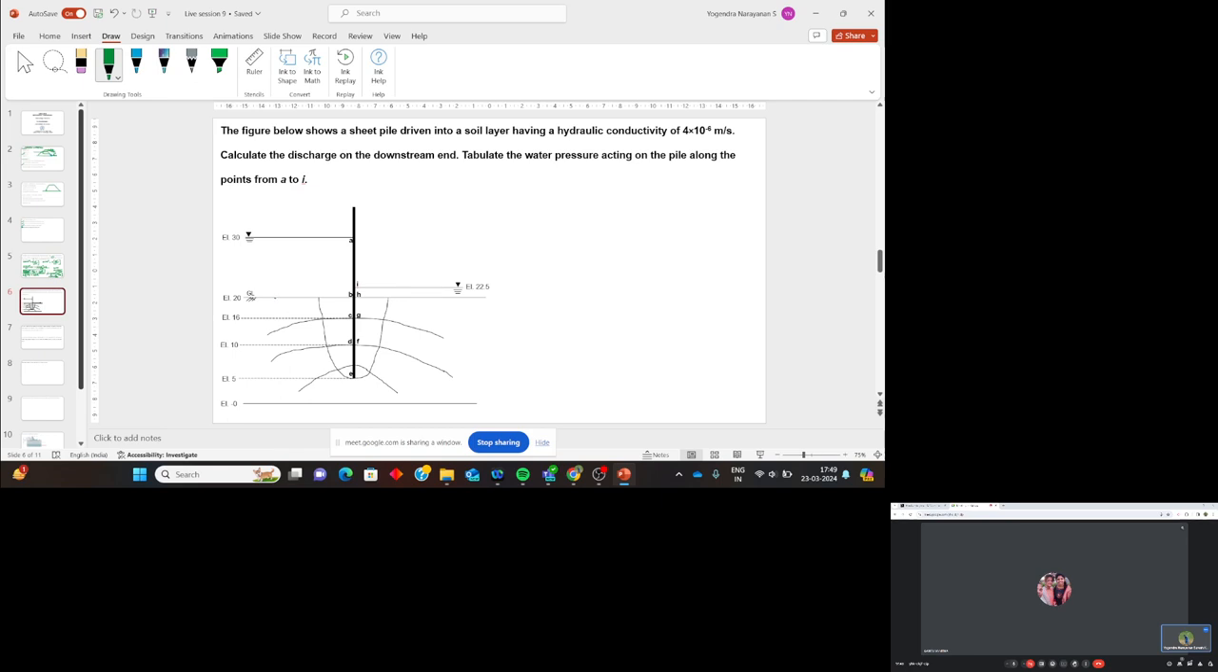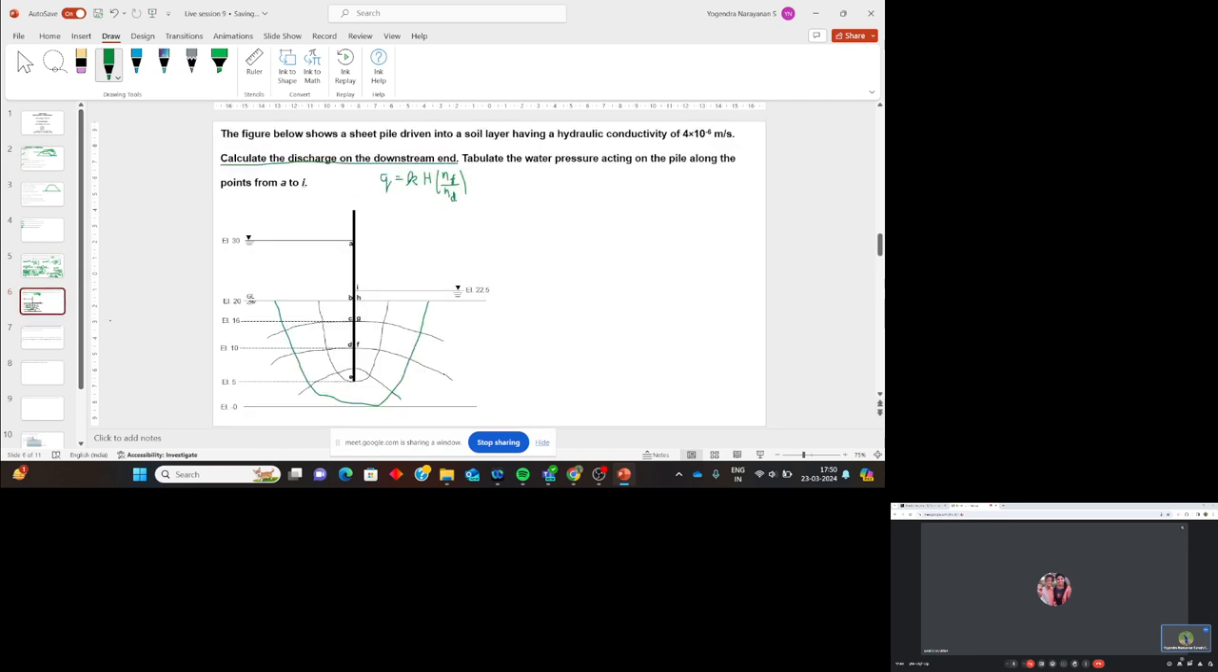Just a small correction here, you can consider this flow line also. So, what is the head loss here? Now let us solve the first part of the problem. In the first part you have to calculate the discharge on the downstream end. So that is Q. Q is K H NF by ND, right? So what is the head loss here?